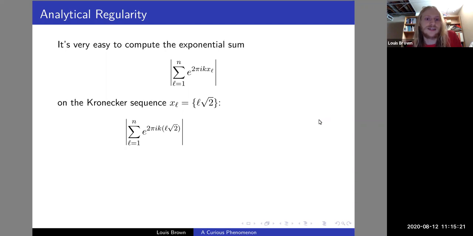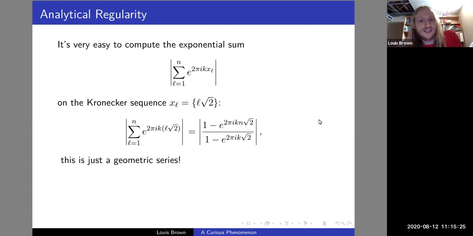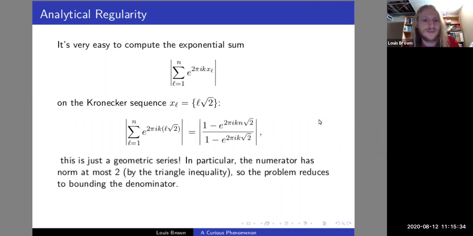And what is that sum? Well, we just have to remember back to high school. This is a geometric series. So we have (1 minus r^n) over (1 minus r). So it's very easy for us to say what that is. And in particular, if we look at this number, the numerator has norm at most 2 by the triangle inequality because we have 2 things of norm 1. And so the problem really reduces to bounding the denominator.